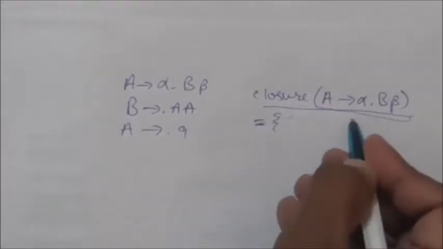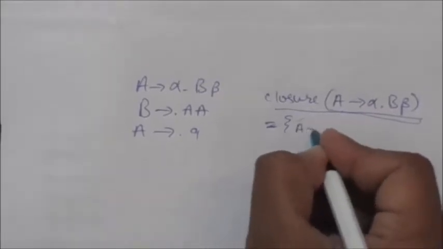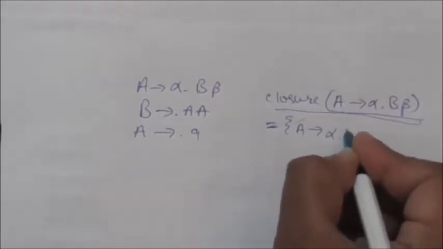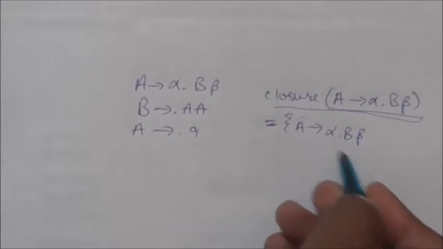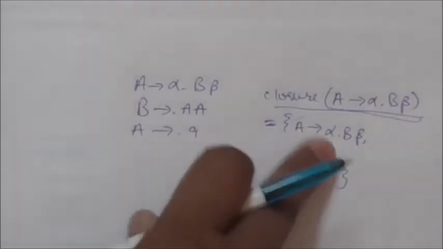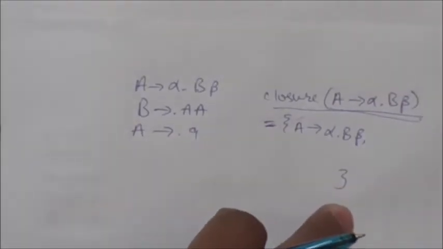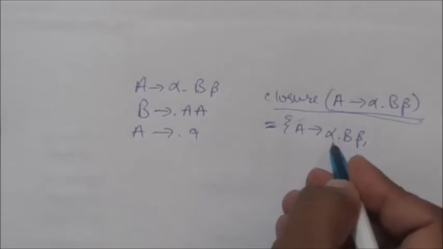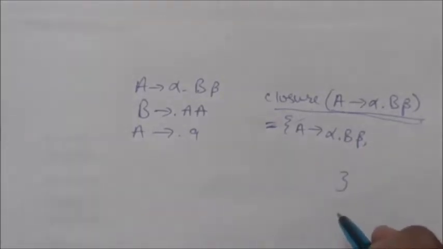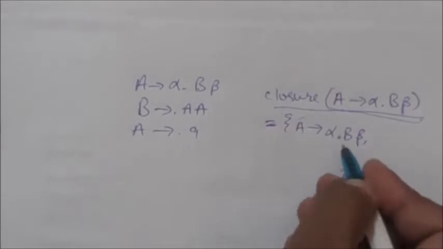So what we will do, we will add this item in its closure, A derives alpha dot B beta, right? This item will be added in its closure. Whenever a new item is added in the closure, in that item we will check the position of dot.